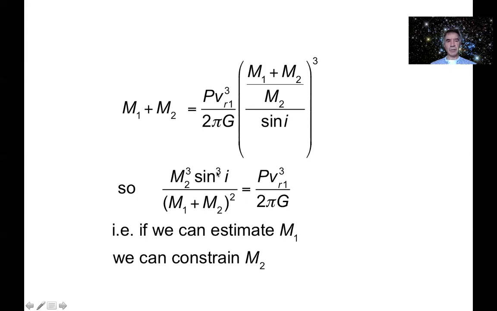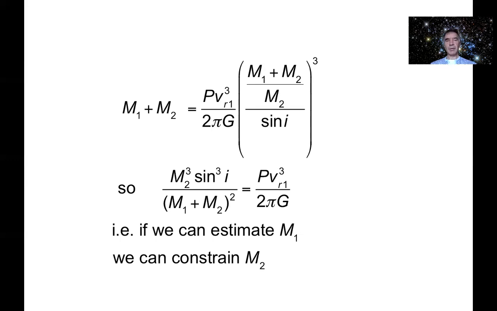So you can see that, how are we going to solve this for the individual masses? Well, it's impossible, really. So the only way to make progress is we could make some kind of estimate of M1. This is often the way it works. So star 1 is the one we can see. So we will have the spectrum of star 1.